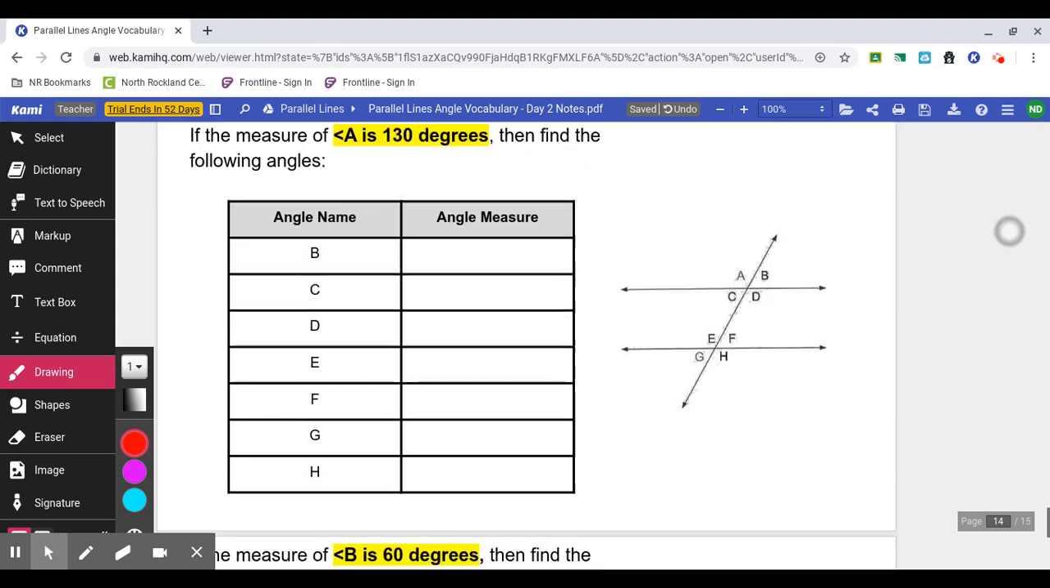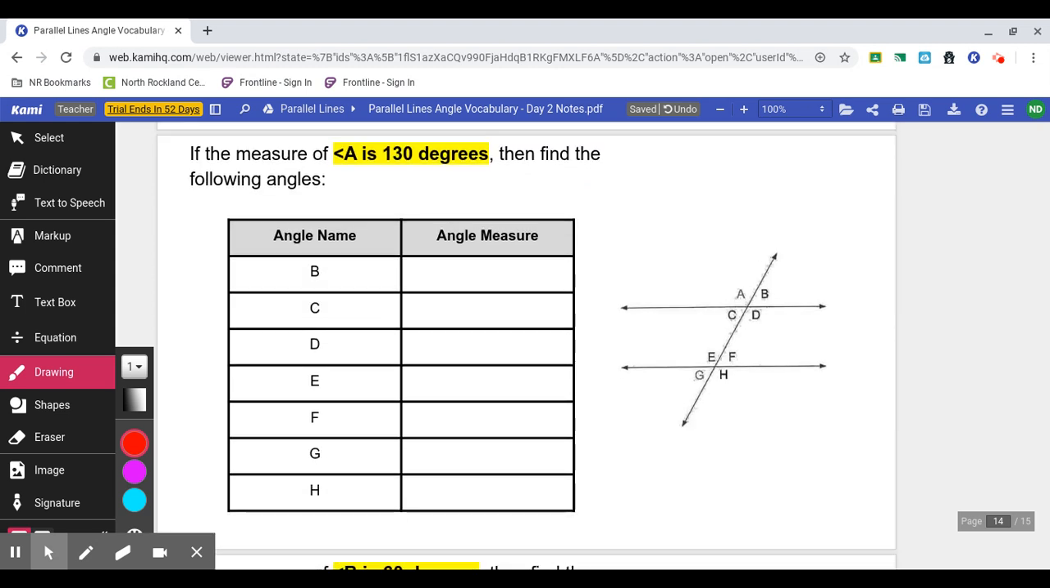Okay, guys, now we're going to use some of those facts about alternate exterior, alternate interior, and corresponding angles to help us find the measure of all of these measures in this diagram. Okay, and this is the new thing for today's lesson.